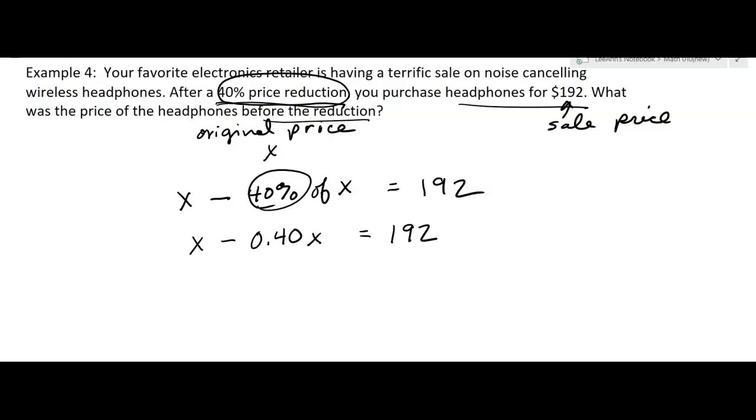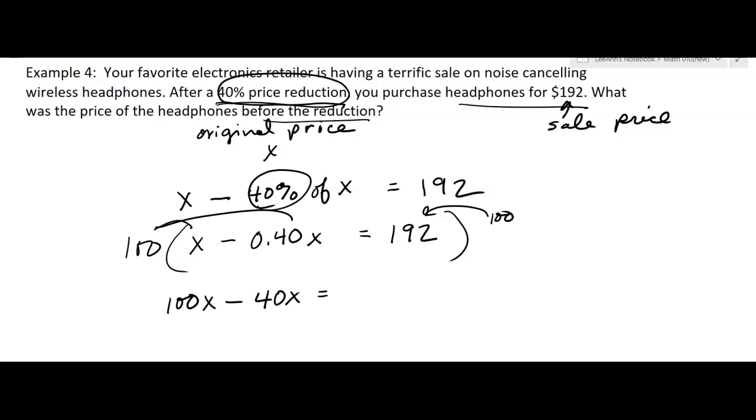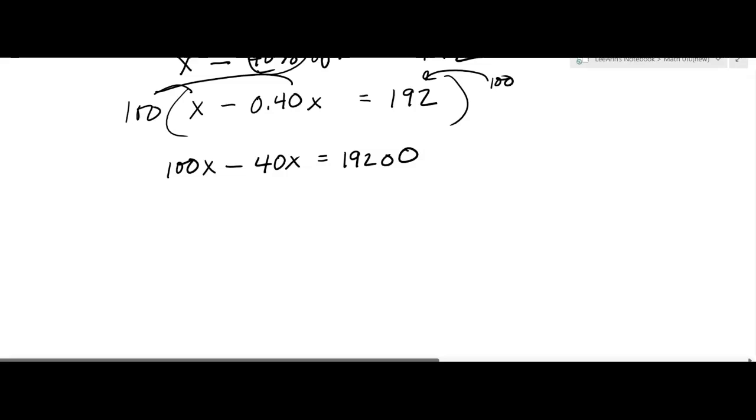Okay, because we have a decimal, I'm going to multiply by 100 to get rid of that decimal. So that's going to give me 100x minus 40x. So I'm just distributing here. And then 100 over here. You got to multiply both sides, don't forget, or you're going to get a crazy answer. So we get 19,200. Okay. And now, remember what I was talking about a minute ago, about 60% is what you're paying? So 100x minus 40x is 60x.